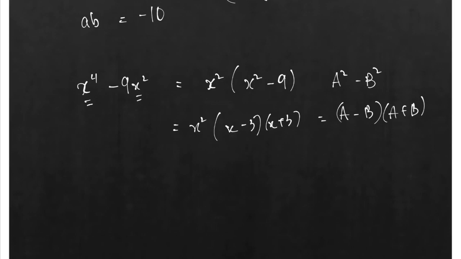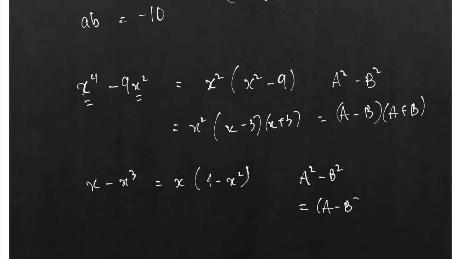Consider the next example, x minus x cubed. I want to factor this polynomial expression. The first thing I notice is that x is the common factor, so I write x and I'm left with 1 minus x squared. Once again, I can use the difference of two squares, a squared minus b squared equals a minus b times a plus b.